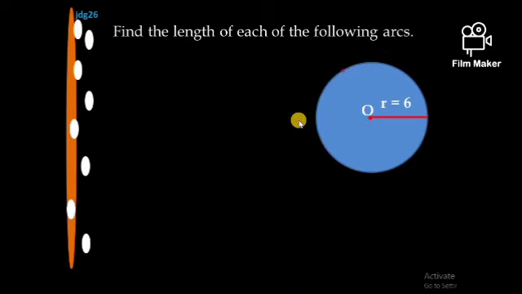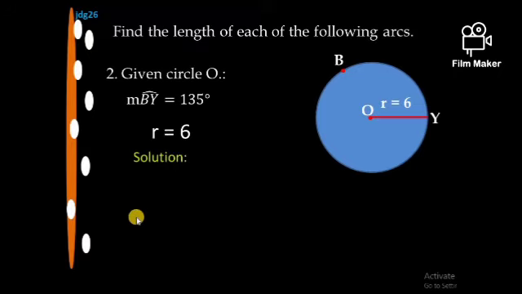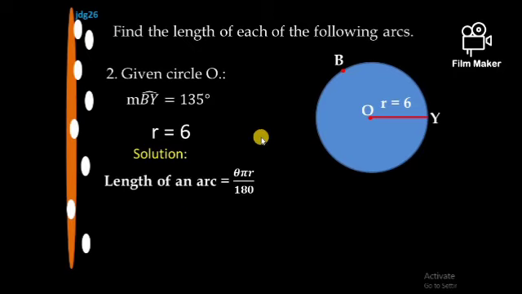Let's have another example. Given circle O and the measure of arc BY is equal to 135 degrees and the radius is equal to 6 units. Now let's have the solution. Since the given measure of the arc is in degrees, we are going to use the second formula: theta times pi times r over 180.